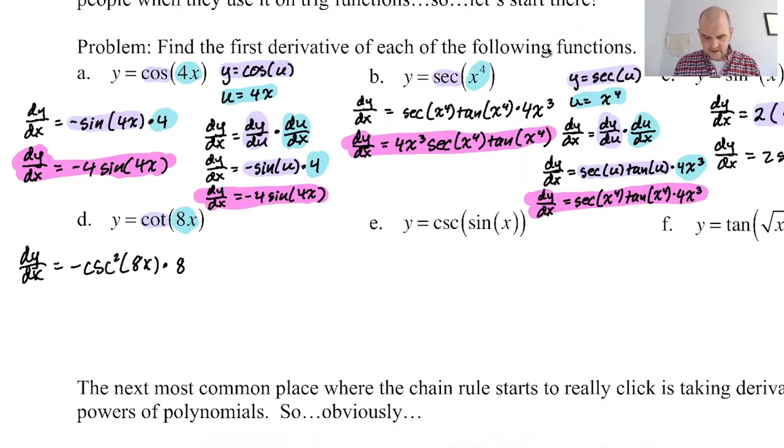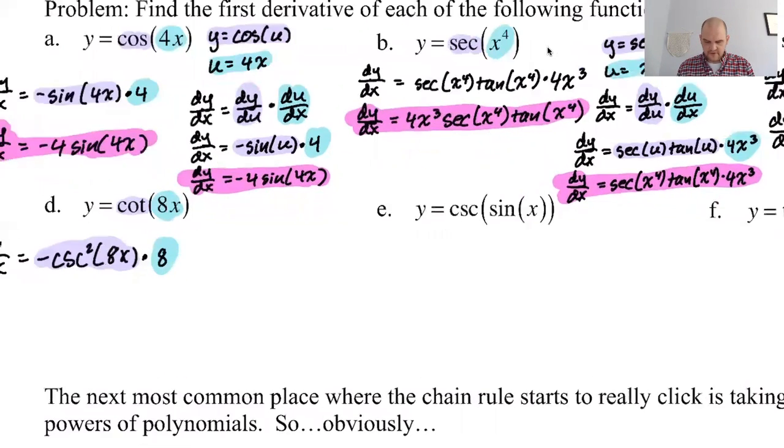I'd be done. You could rewrite it, but I'm going to kind of highlight. So first, it's the derivative of that outer function with the inner function plugged in, and then times the derivative of the inner function. So that's where all of that comes from.